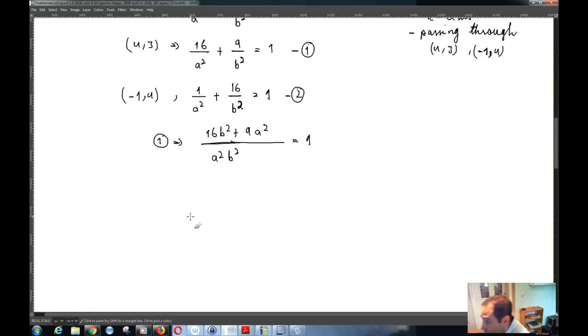Okay, so I think I know what to do here. Maybe by substitution we can solve this problem, because this way there is no way to solve it. Meaning that I could write this as, for example, 16b squared plus 9a squared minus a squared b squared is equal to 0, and now there is no way to solve this problem this way.